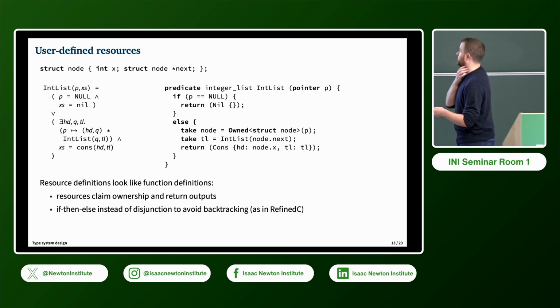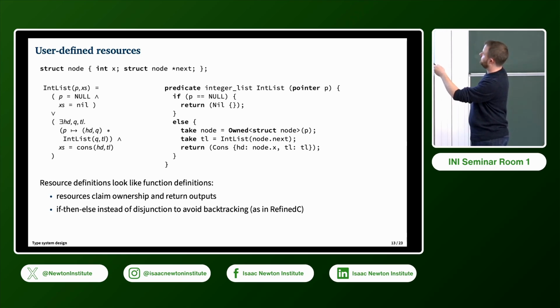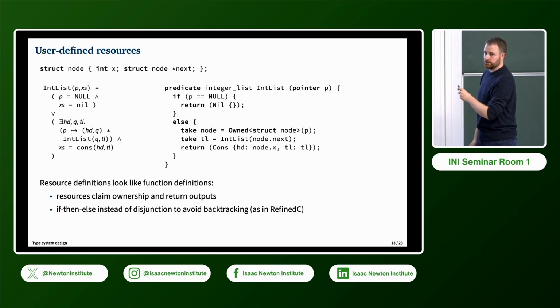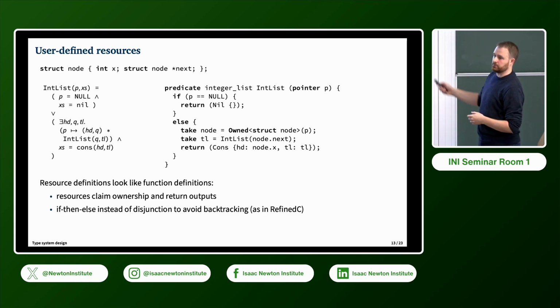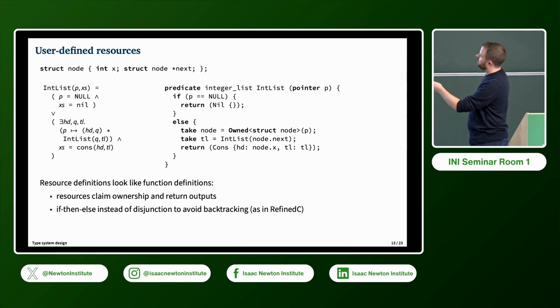In CN, the corresponding definition looks like this. So we have something that looks a bit like a function. This resource int list, it takes a pointer as an argument, just the pointer, and it claims ownership and returns a mathematical list of integers as its output. And then the body looks a bit like a list traversal. So if the pointer is null, then we return the empty list, and otherwise we again take ownership of the head and of the tail and return the cons of the two.